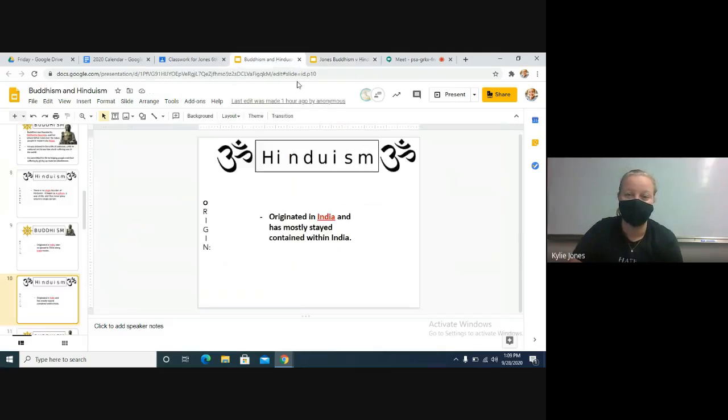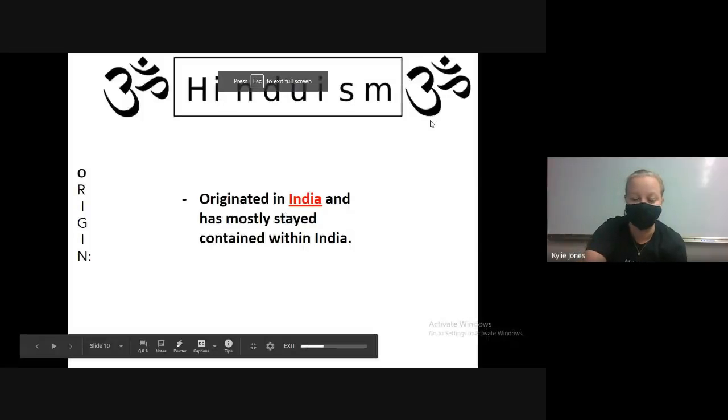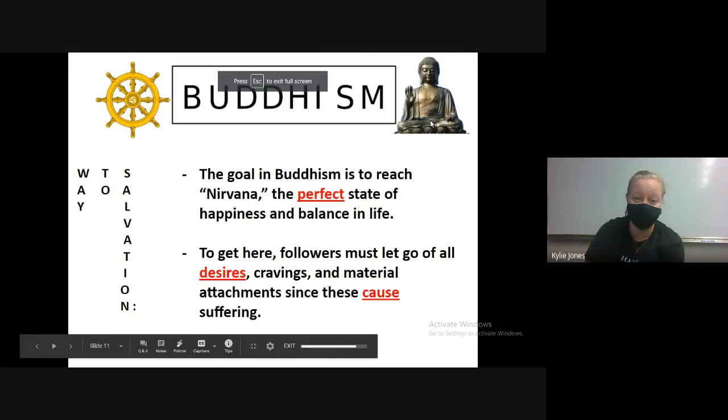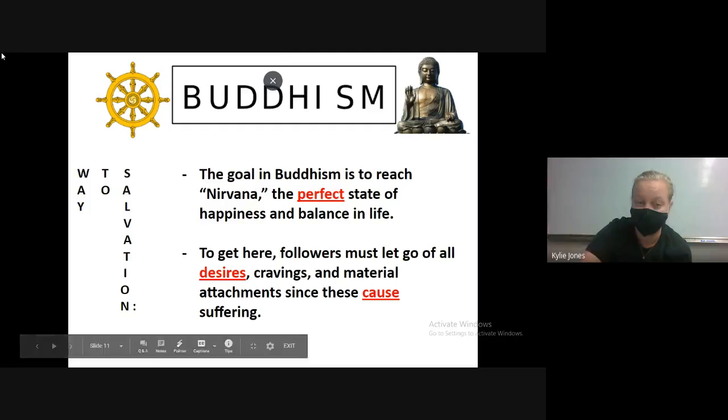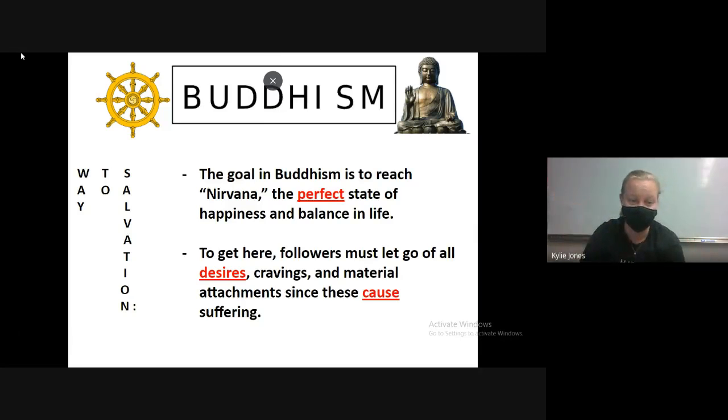Let's look at our next slide. We're gonna keep chugging along so that we can hopefully finish this by tomorrow or today. So next we have some more Buddhism stuff. It just keeps going back and forth. So this is the way to get to salvation, which is like nirvana. The goal in Buddhism is to reach nirvana, which is the perfect state of happiness and a balance in your life.